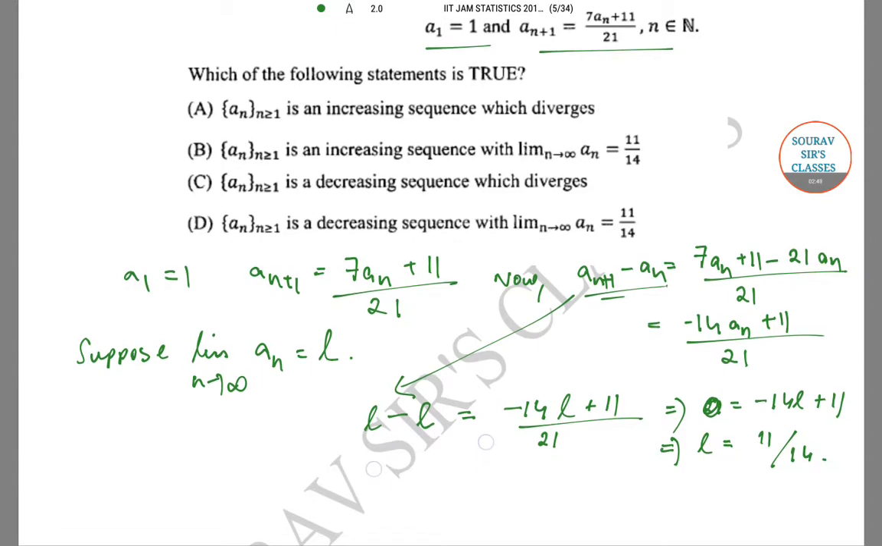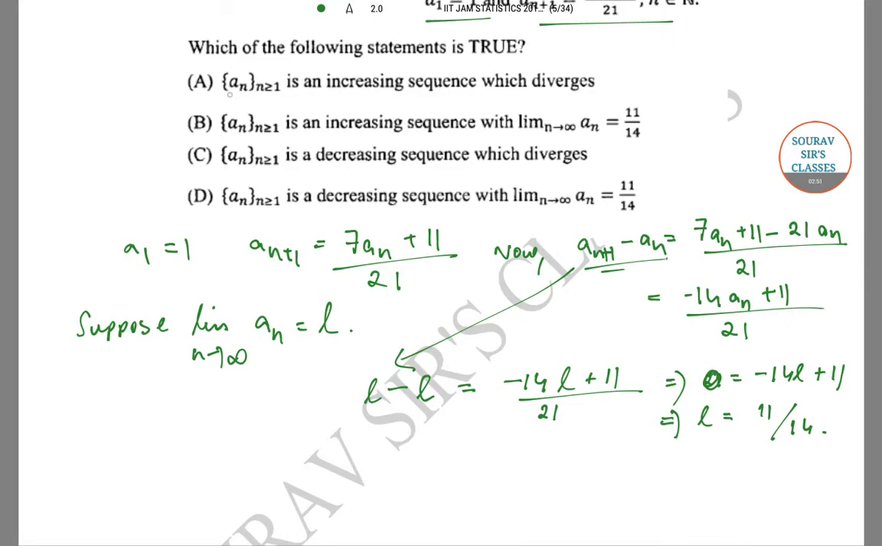Now we will apply a trick which is given in the problem. Since you just have 4 options in this problem and all the 4 options have either a_n is an increasing sequence or a_n is a decreasing sequence, we can as well just check a_2, which is equal to (7 into 1 plus 11)/21. This is equal to 18/21, which is less than a_1. Therefore a_n is a decreasing sequence. This is very easy to deduce.